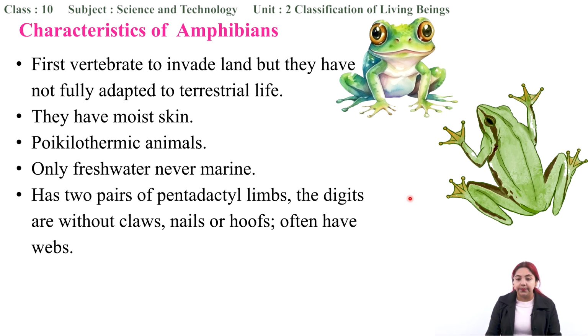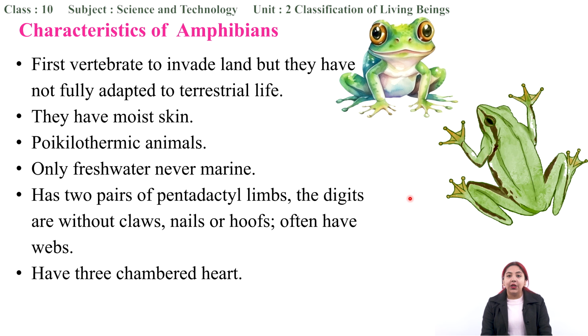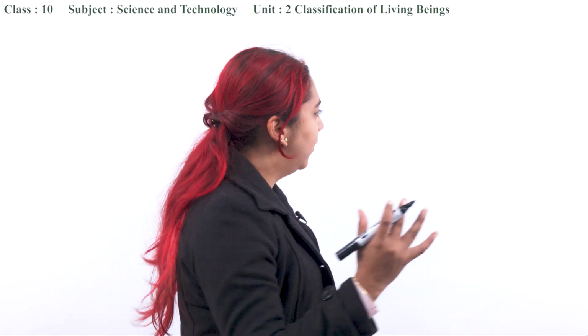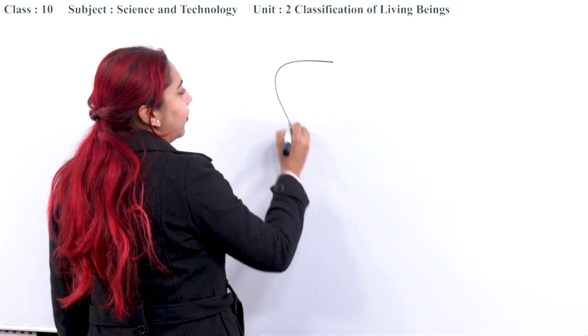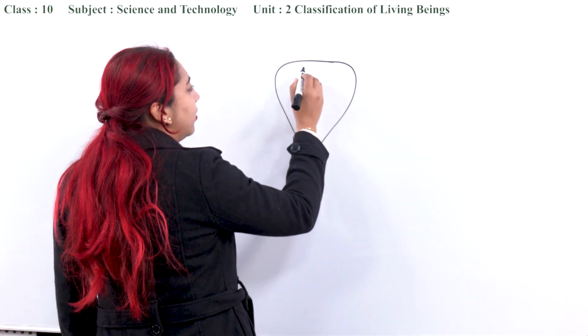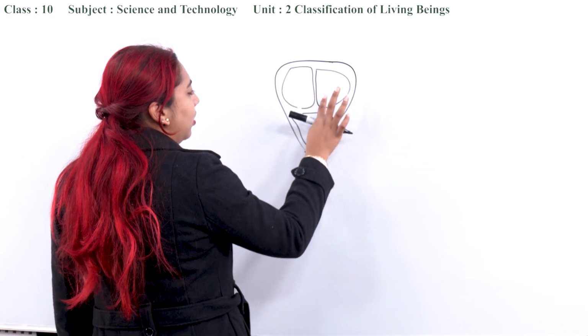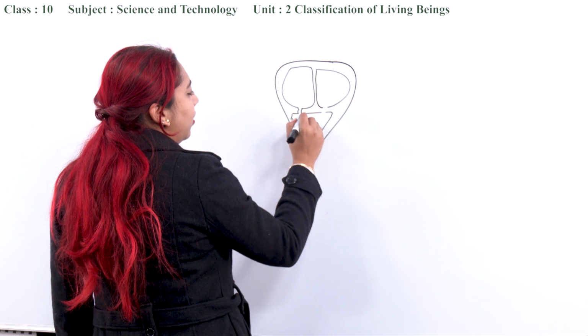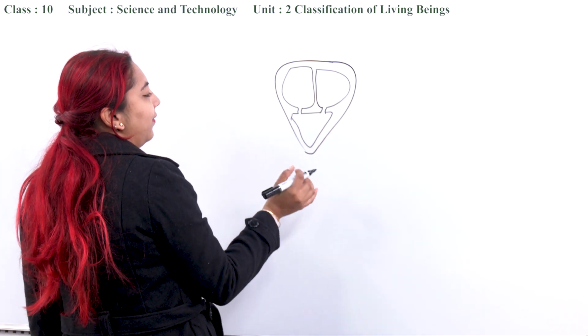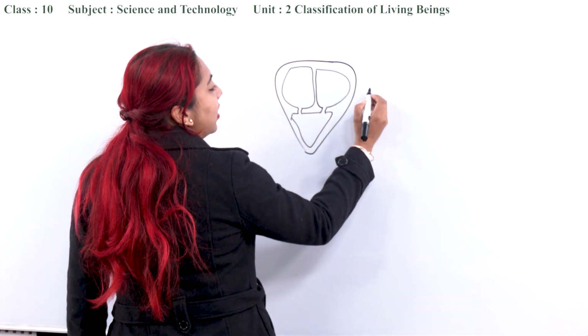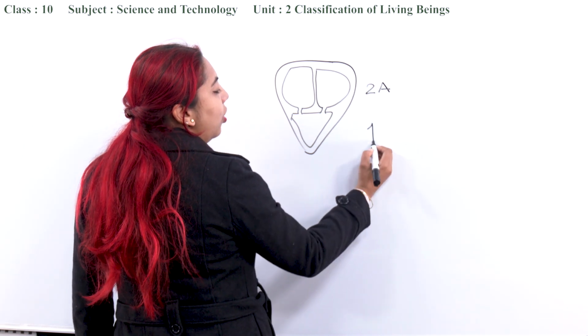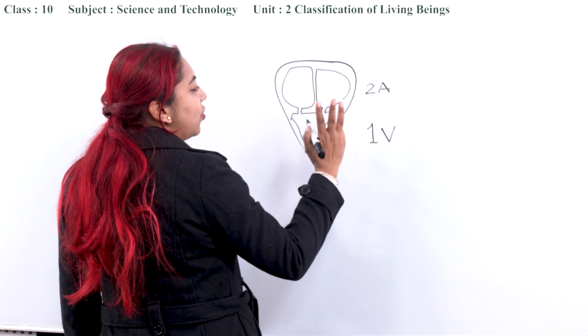have webs. Now, they have a 3-chambered heart. Now we studied that the pisces has a 2-chambered heart. Now, the amphibians have a 3-chambered heart. Now, this is how the heart of an amphibian looks like. In this, it has 2 atriums and 1 ventricle. So it has a 3-chambered heart.